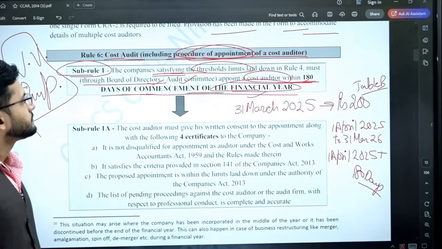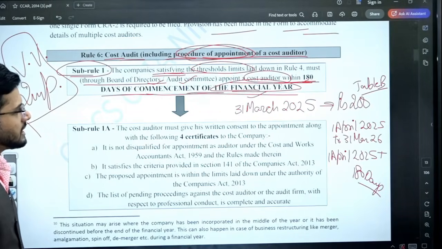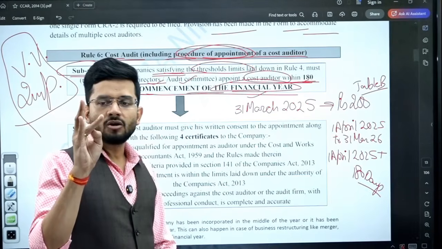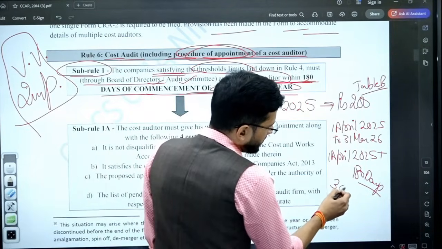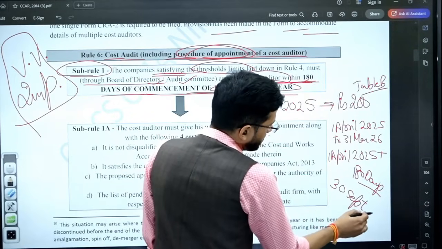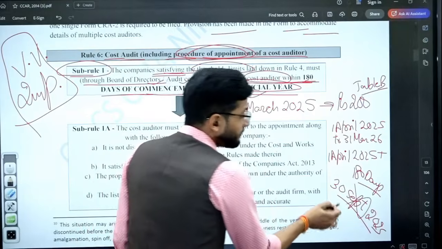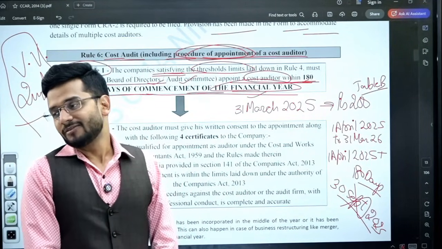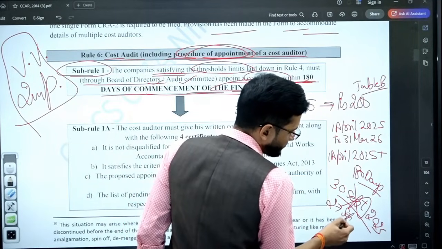Now many students make a mistake in this particular aspect. April, May, June, July, August, September. Students usually think that 30th September 2025 is the last date for appointment of cost auditor. This is wrong. You have to calculate exact 180 days, and the exact 180 days will come up to 27th September 2025.